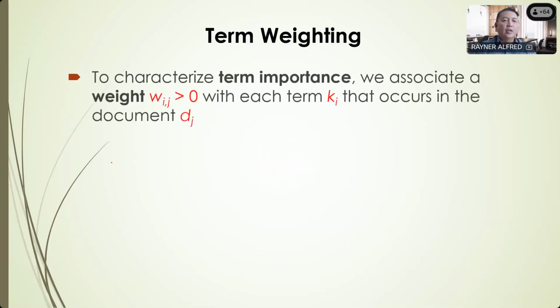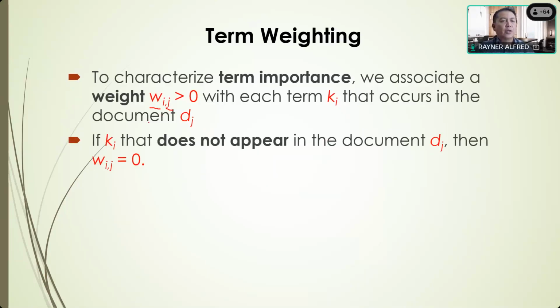Okay, so to characterize the level of importance for each term, we will introduce the weight. The weight will no longer be 0, 1, but instead greater than 0. So we look into the term frequency. This refers to the weight of the keyword i in document j.